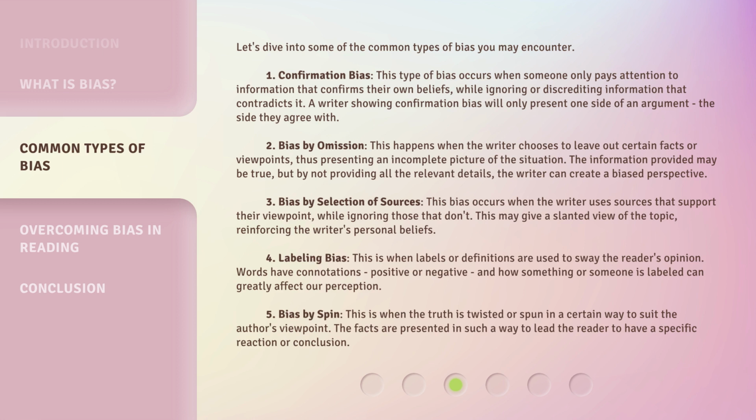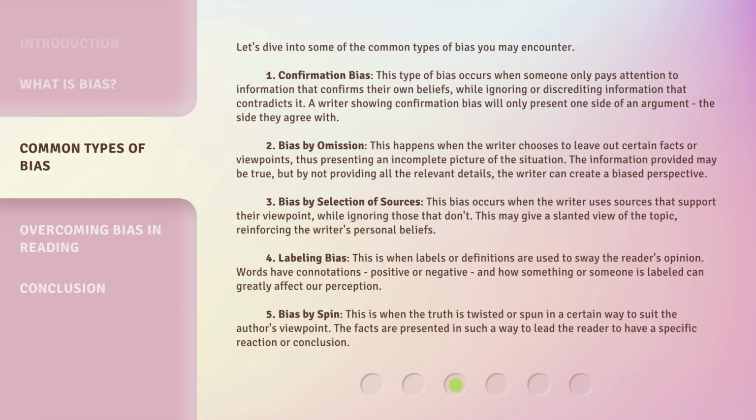2. Bias by omission. This happens when the writer chooses to leave out certain facts or viewpoints, thus presenting an incomplete picture of the situation. The information provided may be true, but by not providing all the relevant details, the writer can create a biased perspective. 3. Bias by selection of sources.